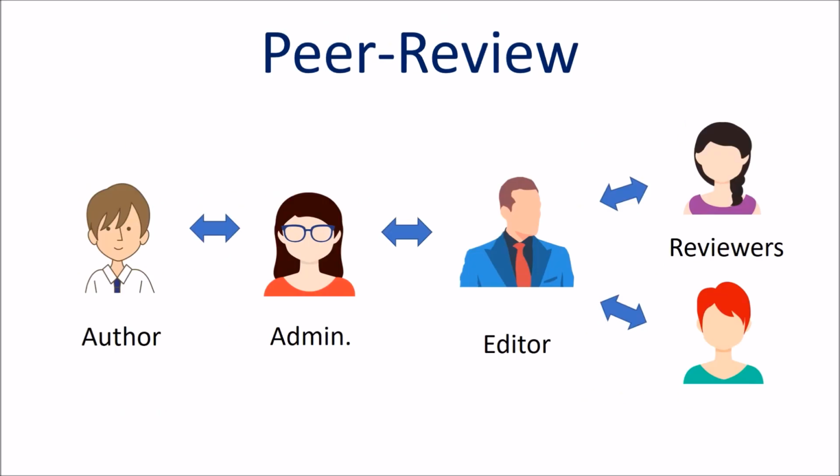When you submit an article, it goes to an administrator who you can communicate with. Then it goes to an editor who chooses reviewers to evaluate the article. The process is usually blinded, so that the reviewers are not told who the author is. Then the reviewers send their feedback to the editor, and the editor makes a decision to accept or reject.